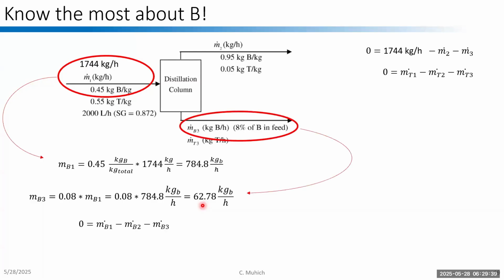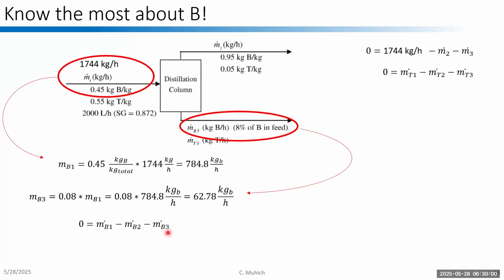Okay, so now I have information about B input, B coming through the bottom. I want to now tackle what's happening at the top. Well, I can do my mass balance. There's no accumulation. What's coming in is MB1. What's leaving is MB2 and MB3.